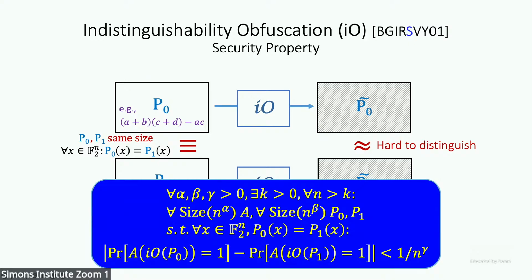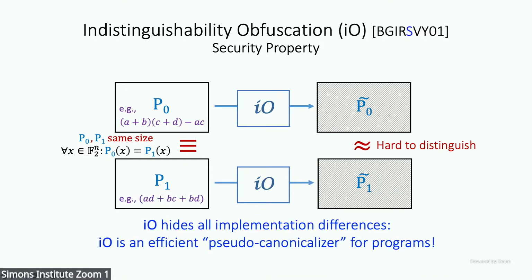You guys hopefully all know how to read these kinds of definitions. Basically, to say that for all polynomial time adversaries and polynomial size P0 and P1, which are functionally equivalent and the same size, which I think I forgot to write down here, the probability of the adversary distinguishing is bounded by an inverse polynomial for all inverse polynomials, right? Good. And so what is this definition? What does it mean? What is it trying to get at?